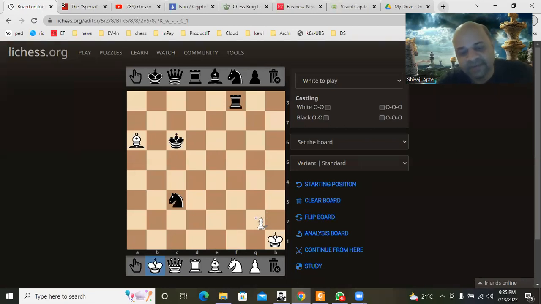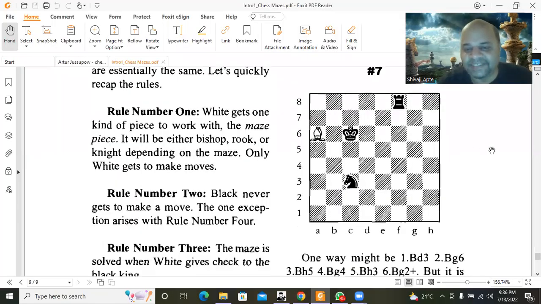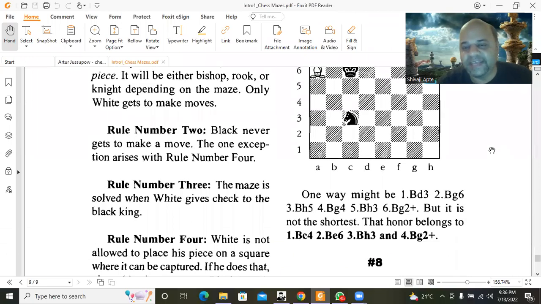Correct? Yeah. Fine. So I think you have solved it. All right. So very good. So if you see here number 7, the bishop to d3 option takes an extra time. So the correct solution is what you have found: bishop to c4, bishop to e6, bishop to h3, bishop to g2.